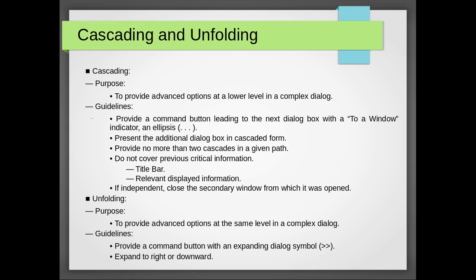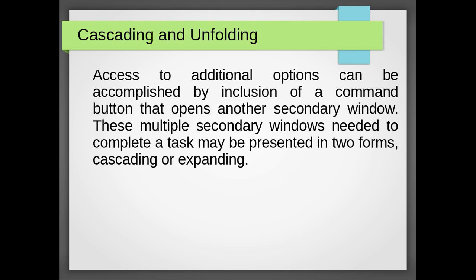There is one more called unfolding. The purpose is to provide advanced options at the same level in a complex dialog. There are some guidelines for the unfolding window also. Provide a command button with an expanding dialog symbol, 2 greater than symbols. Expand to the right or downward. Access to additional options can be accomplished by including a command button that opens another secondary window. These multiple secondary windows needed to complete a task may be presented in 2 forms, cascading or expanding.